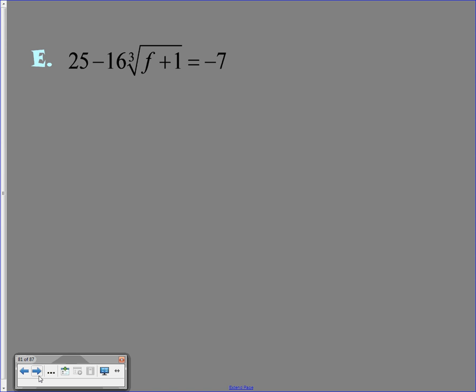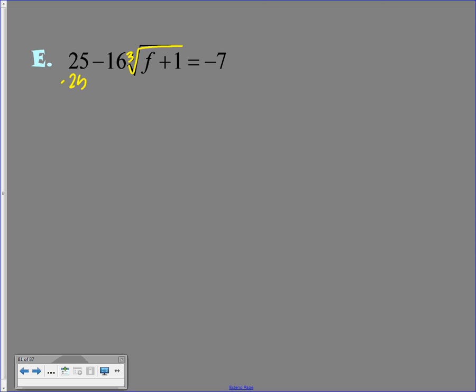Okay, in example E, 25 minus 16 third root of f plus 1 equals -7. Some of you are going to want to put this part together. Okay, you cannot put that together because of this third root. That third root is like a label. It's like a variable. You cannot put them together because the 25 does not have that third root.